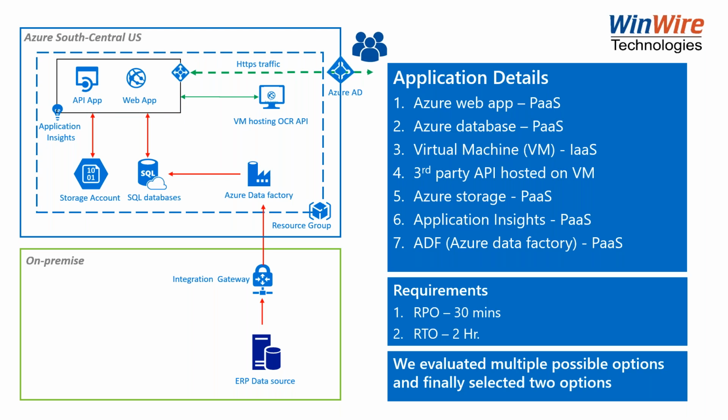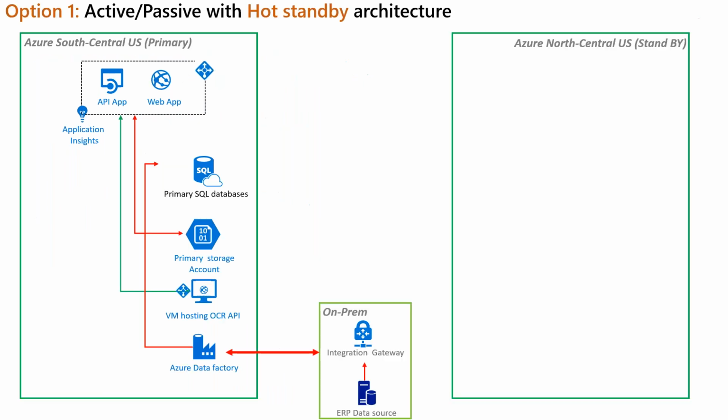But looking at multiple scenarios, we kind of zeroed in on two scenarios. First is the hot standby, where we have the primary as well as the standby up and running always, and the cold standby, where the primary is up and running, and the secondary or standby we provision in the case of a disaster, right? So this is how the system was initially.